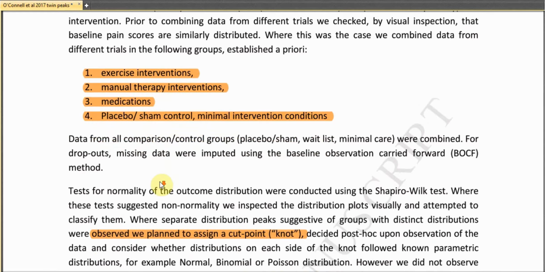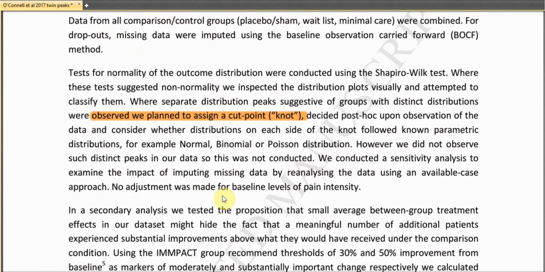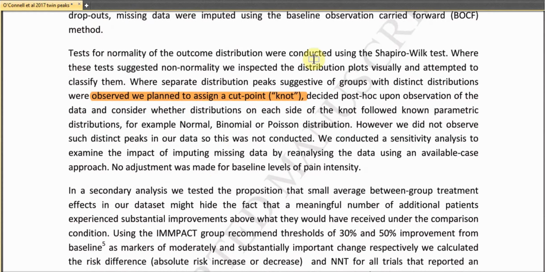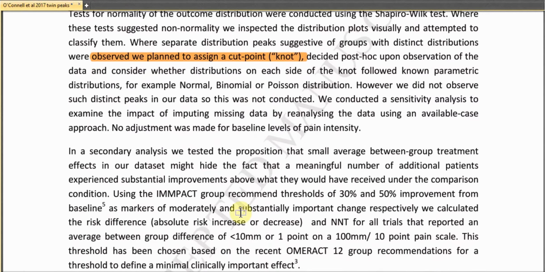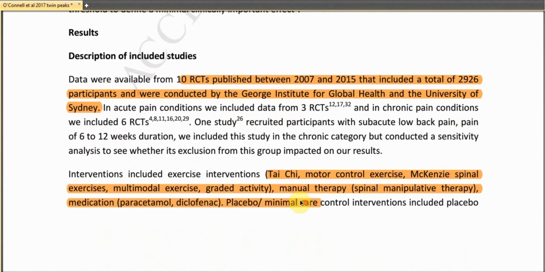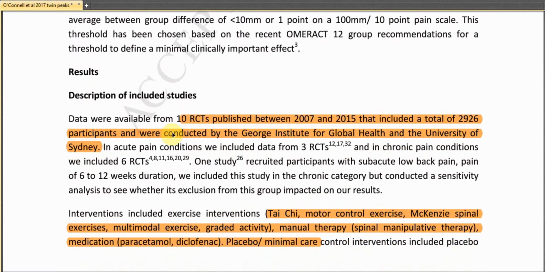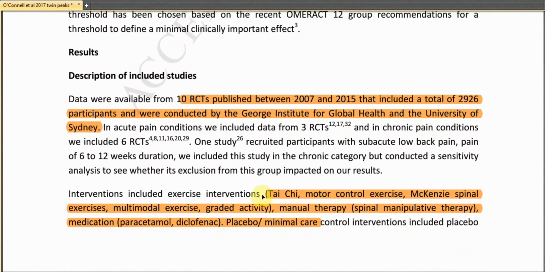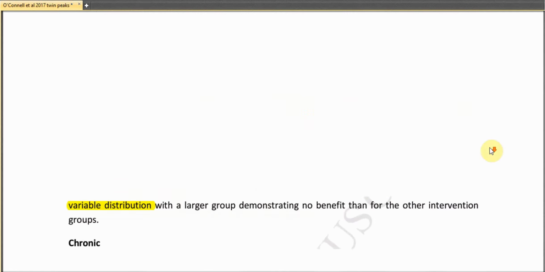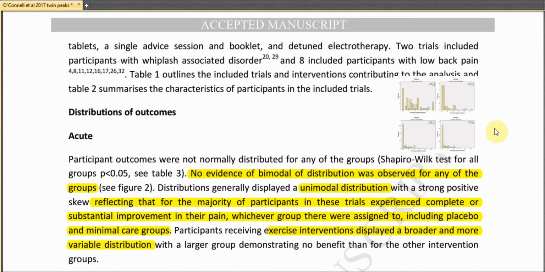Stuff like exercise, manual therapy. There's a little bit of stuff here about the way they plan to analyze the data if they found bimodal distributions, but they didn't, so it doesn't actually become relevant. And there's a bit about a secondary analysis that I'm going to race through as well. So just a bit more detail on the studies that were included: Tai Chi, motor control, McKenzie, graded activity, manipulative therapy. So a pretty good broad cross-section of common physiotherapy practice.